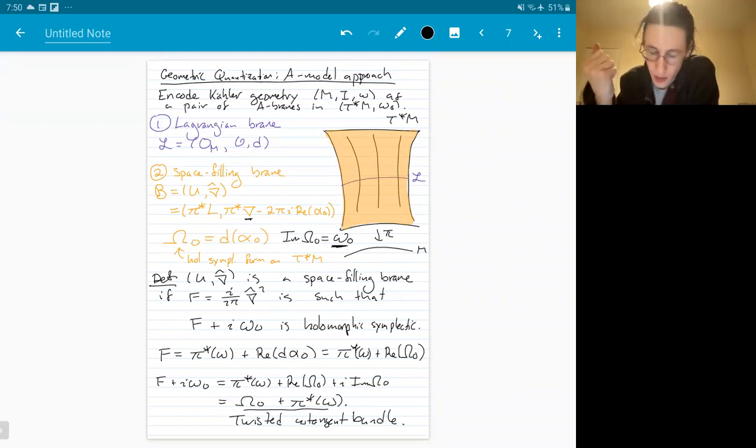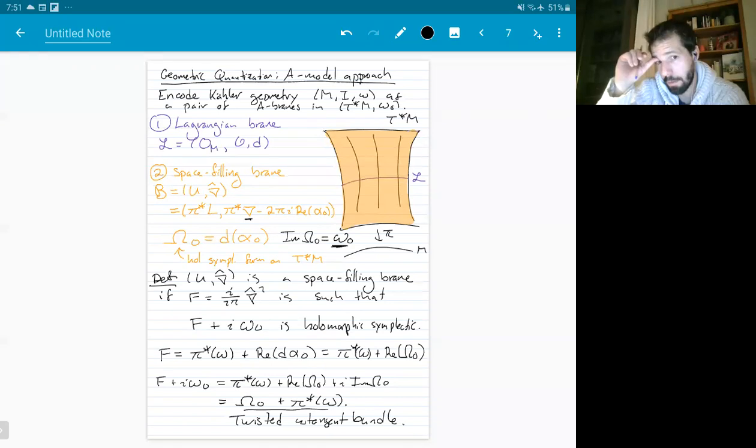If you have a complex manifold, it has a cotangent bundle, which is a holomorphic symplectic manifold, which is canonically defined. So how are the two related? How is the real symplectic structure related to the holomorphic one? Okay. Well, if you take the imaginary part of the holomorphic one, you get the real one.